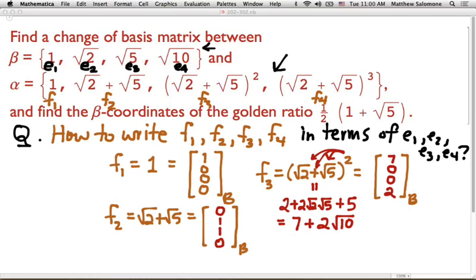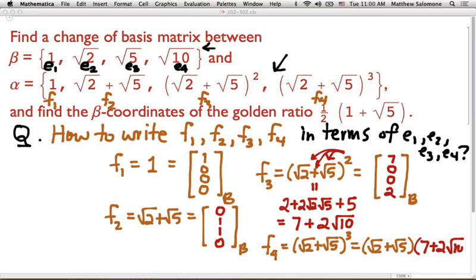And finally, f4. I'm going to borrow our answer from f3 to figure out what f4 is. Square root of 2 plus the square root of 5 quantity cubed. That's going to be the square root of 2 plus square root of 5 multiplied by the square root of 2 plus square root of 5 squared, which we just figured out was 7 plus 2 square root of 10. So I'm just going to save ourselves a step when we cube this and put in the square here. And let's FOIL this out and see what we get.